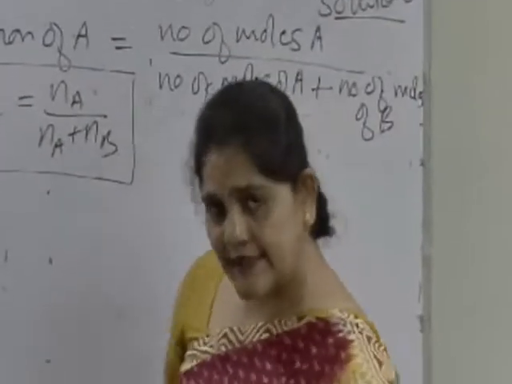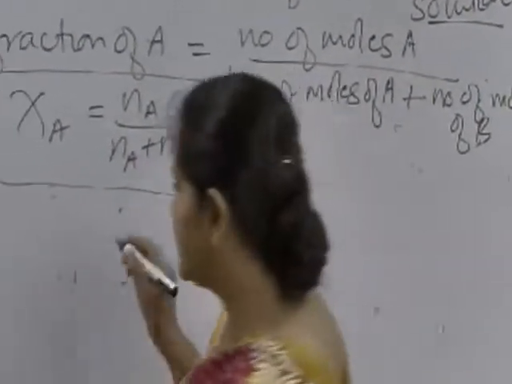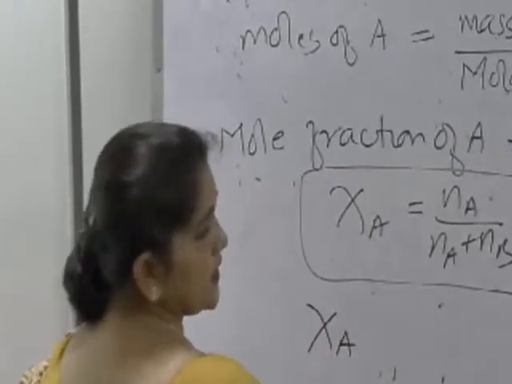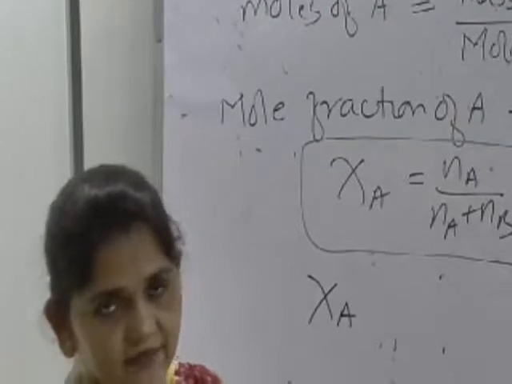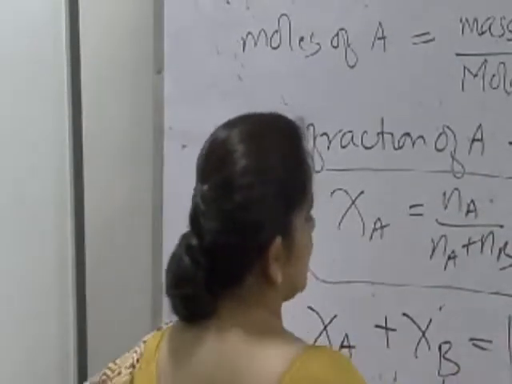And what did I say? The fraction is on a scale of 1. So that's why, if you know the mole fraction of one of the components, you can easily calculate it for the second one, because the mole fractions of the two components will always add up to 1.